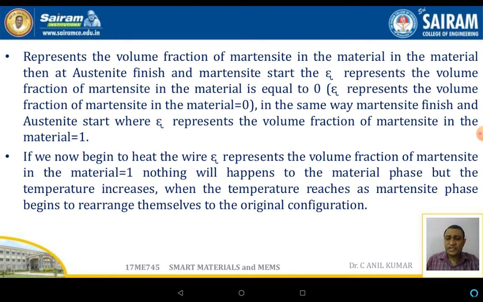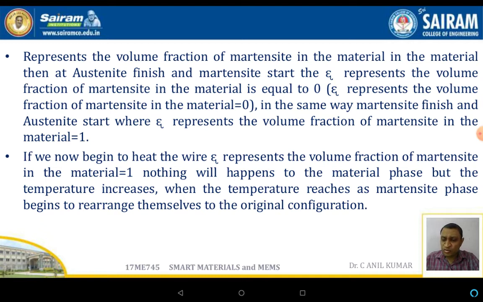Now xi represents the volume fraction of the martensite in the material. At austenite finish, the martensite starts, and xi, the volume fraction of the martensite in the material, is equal to 0. In the same way, at martensite finish, which is the austenite start, the volume fraction of the martensite xi is equal to 1.